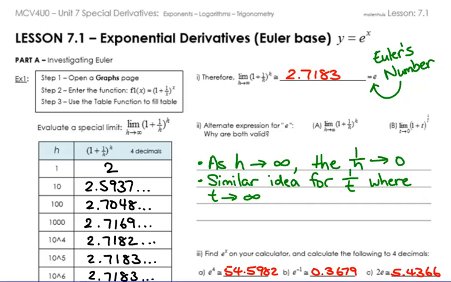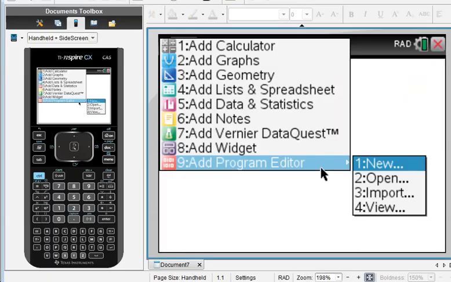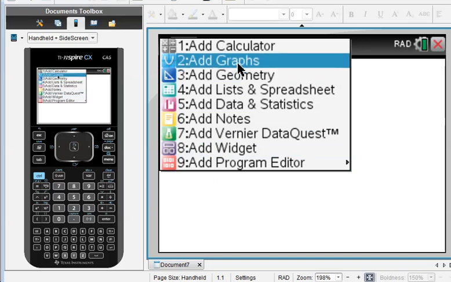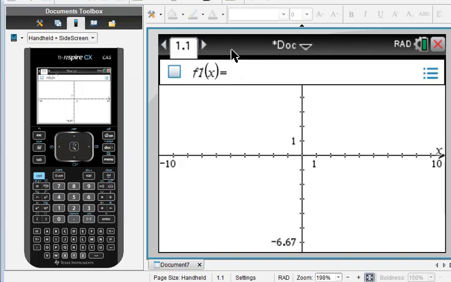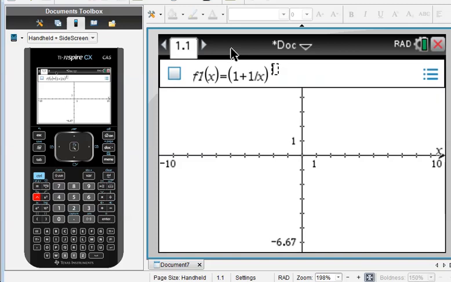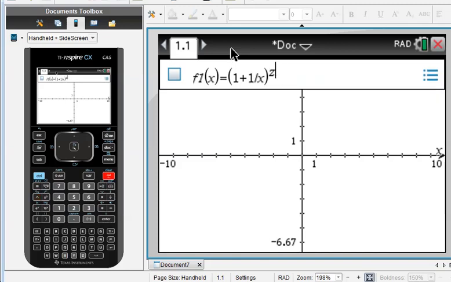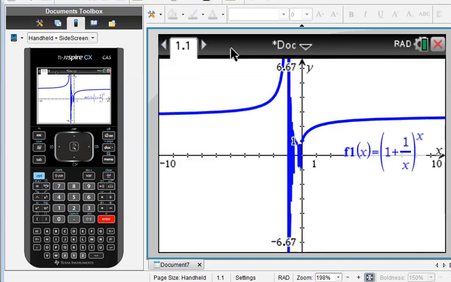All right, now my class is going to use Nspire calculators. Since I have it right now, I really hope that they're not watching yet. But we'll do this together. Okay, so I'm first going to graph 1 plus 1 divided by x, to the power of x. I can't type. There we go. So this is the compound interest formula graphed.